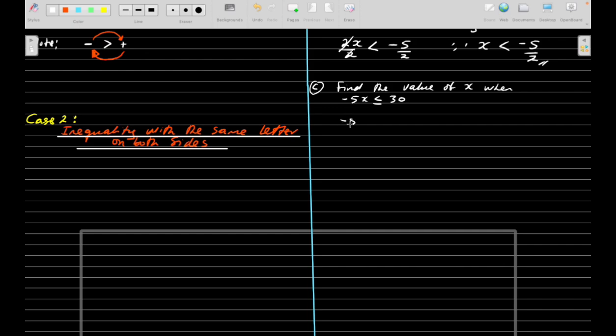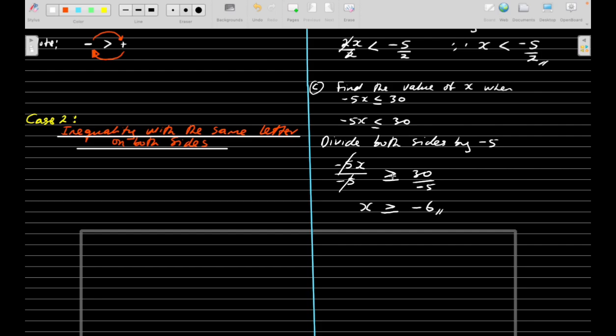So we have minus 5x less than or equal to 30. To find the value of x, we divide both sides by minus 5, which is the coefficient of x. And we have minus 5x divided by minus 5, our inequality sign changes to greater than or equal to 30 over minus 5. So we have x greater than or equal to minus 6, since 5 goes into 30 six times.